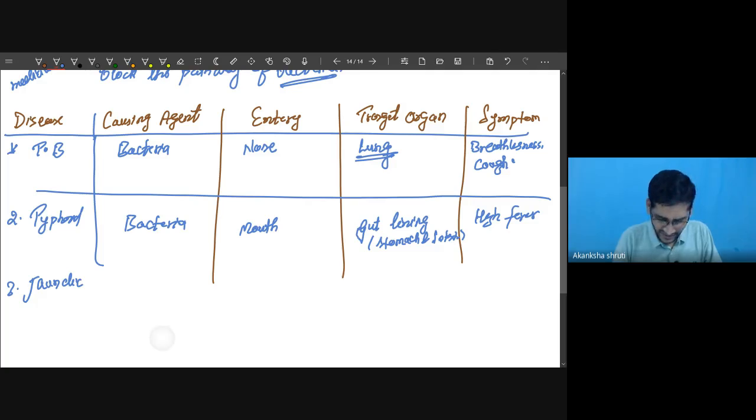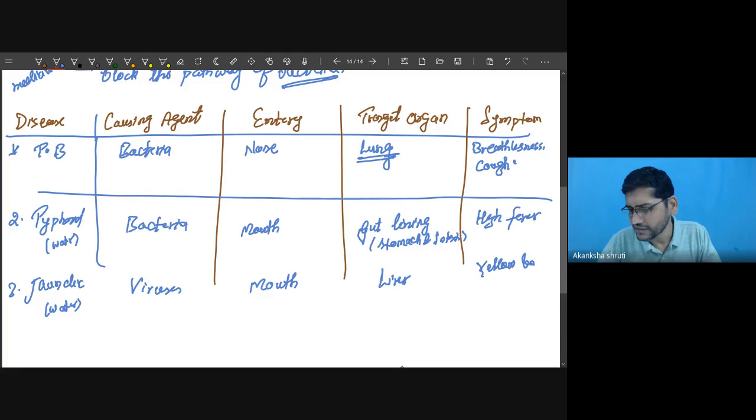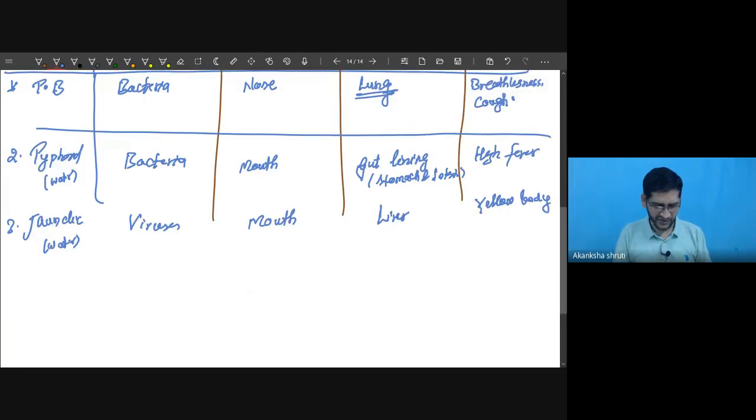Jaundice is viral. Viruses also occur because of waterborne transmission. The virus causing jaundice enters through the mouth, so this is waterborne. This jaundice affects the liver. The liver gets damaged, so a digestion problem starts, and the body turns yellowish.